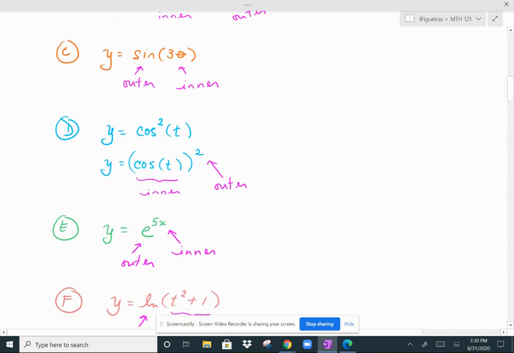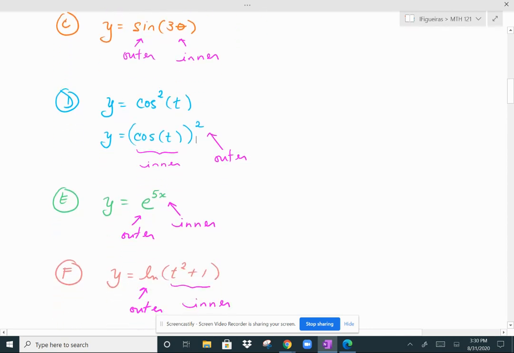Okay, here's another one. We have y equals e to the 5x. In this case, 5x is the inner function, and then e is your outer function. So you would first evaluate 5x, whatever x would be. Let's say x is 1. Multiply it by 5, that's your inner function, and then you would evaluate e to the 5th power.